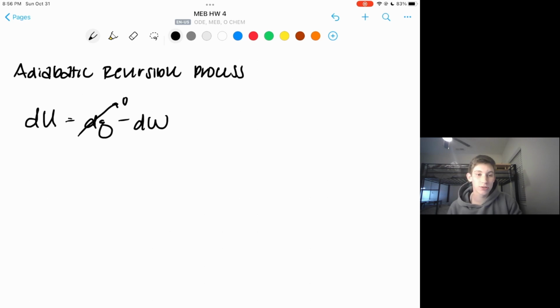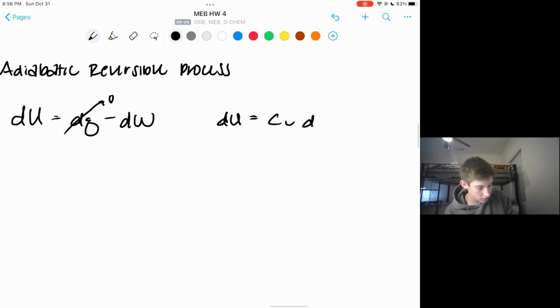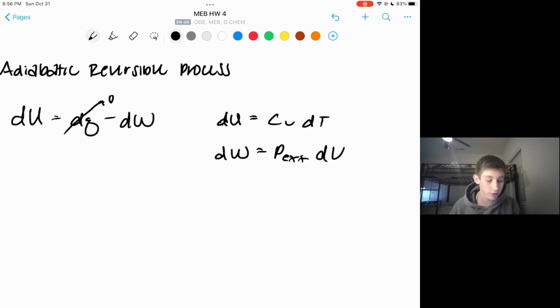We know another way to describe the differential for internal energy is that du equals the specific heat of an ideal gas at a constant volume times the differential of temperature, and then the differential of work also equals pressure outside of the system times the differential of volume.